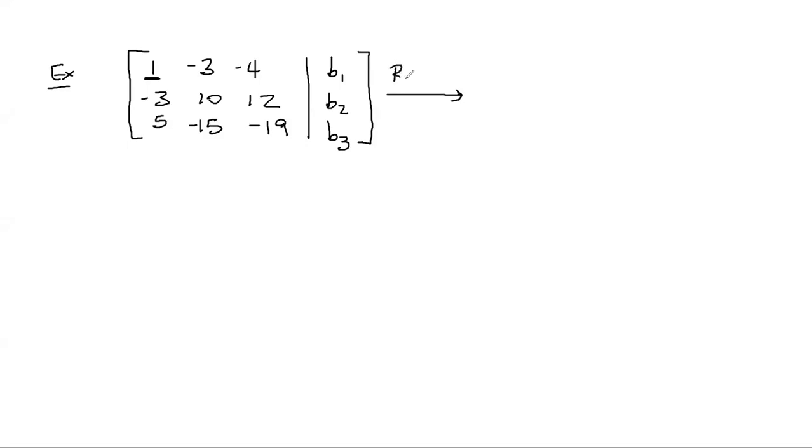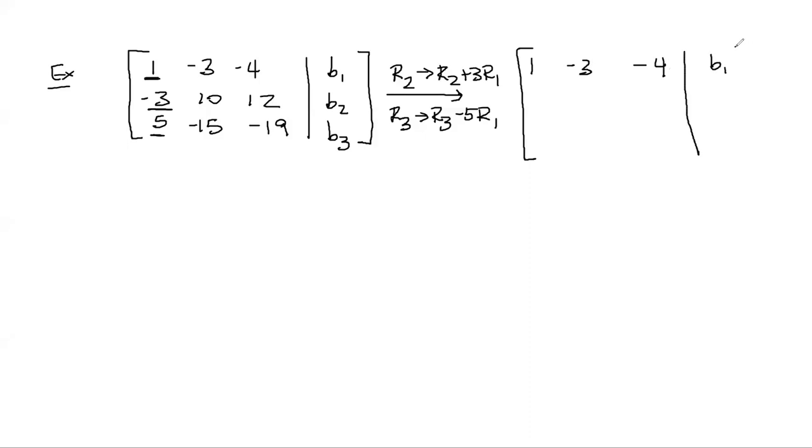So we'll want to take row 2 and replace it with row 2 plus 3 copies of row 1 to get rid of this minus 3. And then row 3 we'll want to replace with row 3 minus 5 copies of row 1 to get rid of this 5 underneath. And when we do this, we want to carry our B's along with us. So this top row we're not doing anything with. This will end up looking the same. This will be B1.